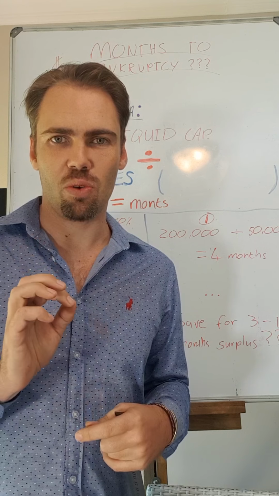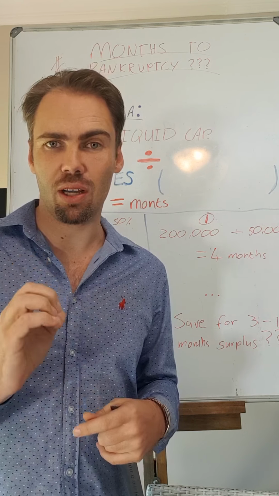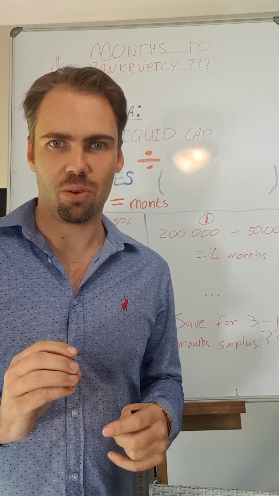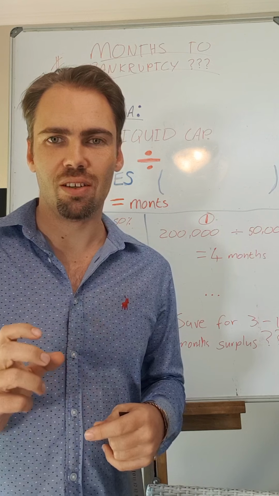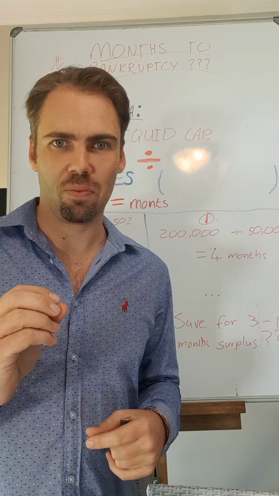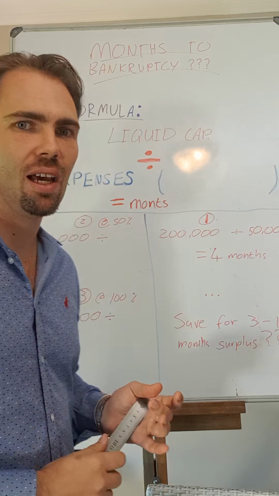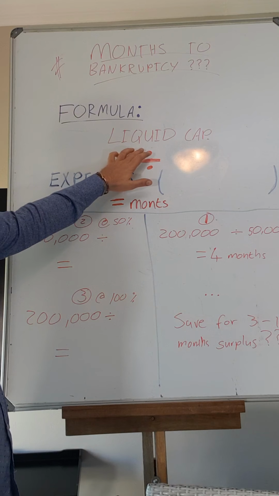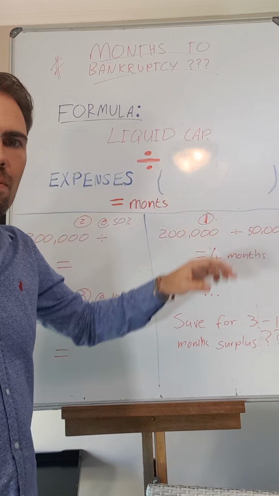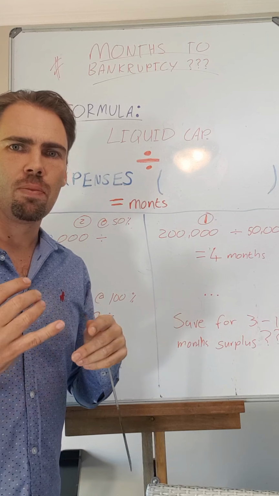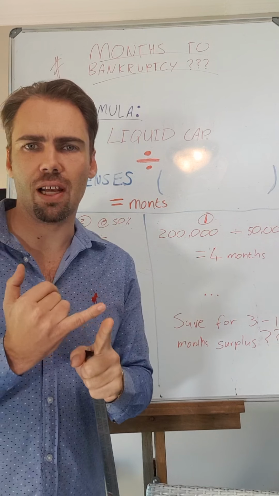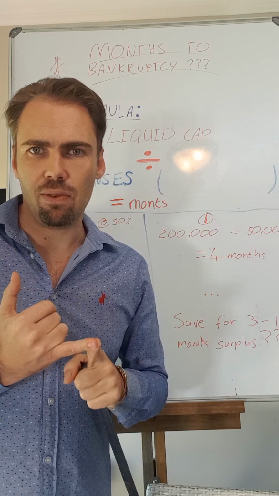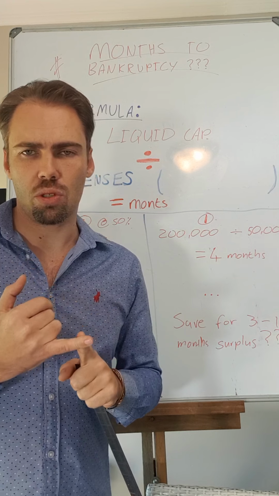Right, so this is how we make this very, very important calculation. How many months till bankruptcy, or how many months of solvency do you have available? It's a pretty simple calculation. So the formula works like this. You take your amount of liquid capital, right? And your liquid capital is money that you have available, that you can get liquid very quickly. Something like savings would count towards that.